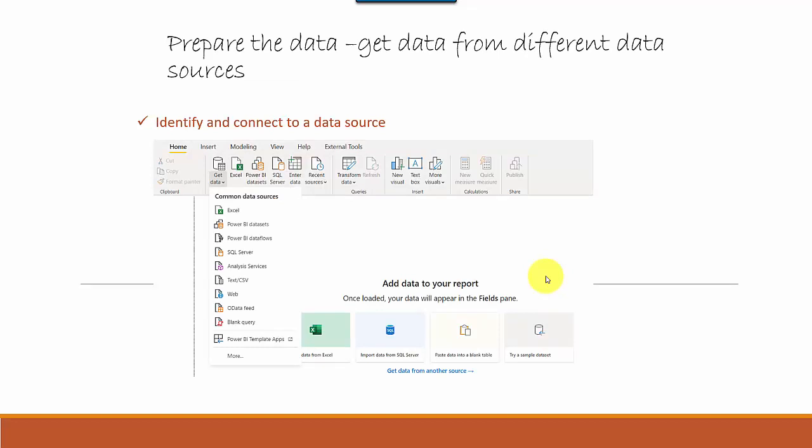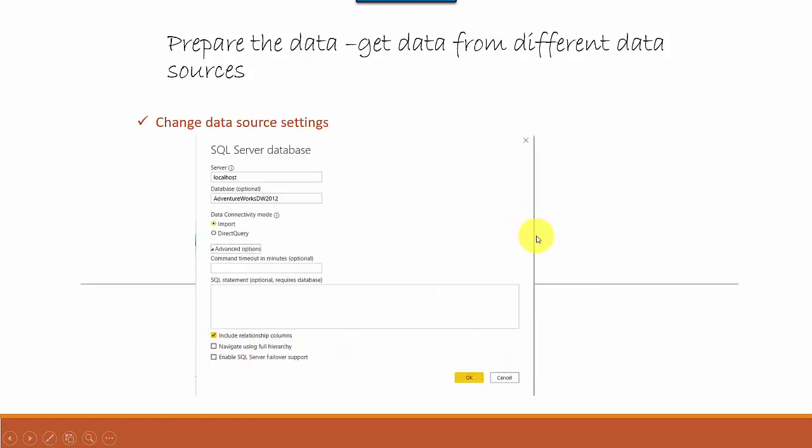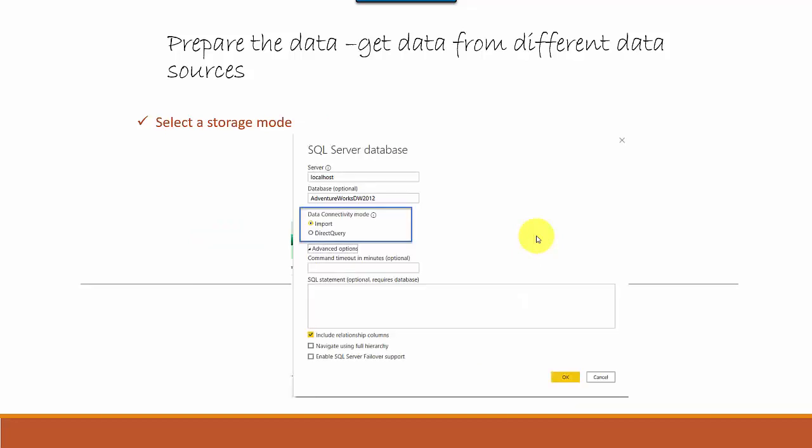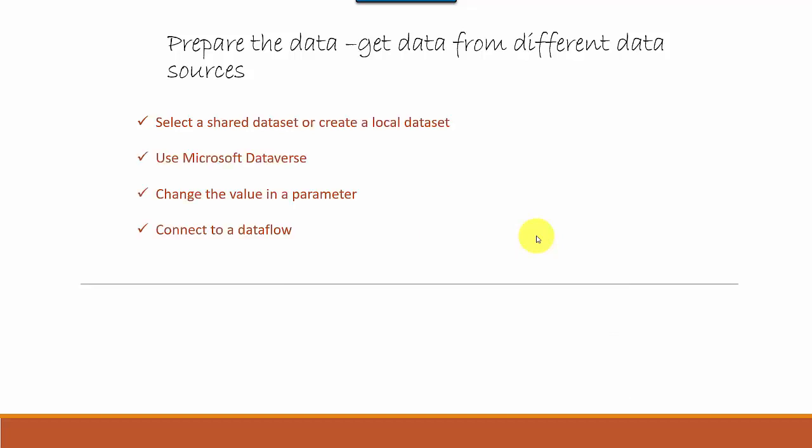Data preparation phase. First thing is that you need to identify and connect to the data source, and Power BI gives you the ability to connect to multiple sources. You can see Excel, Power BI datasets, Power BI dataflows. But if you click on More, you can see more options as well. You can scrape the web. You can get data from different data sources, and you can change the data source settings. So you can do an import or a direct query. You can select the storage mode here.